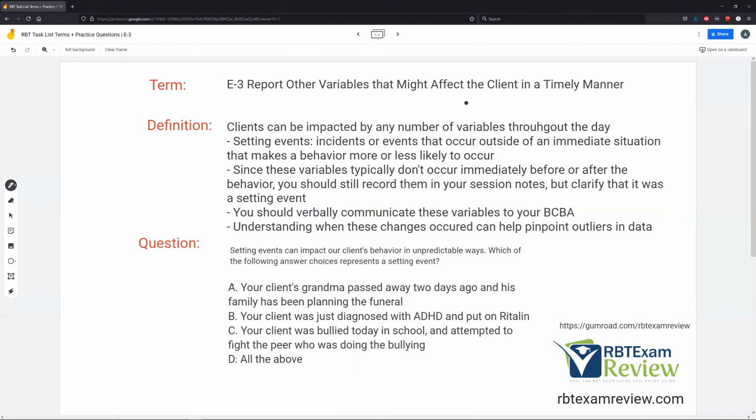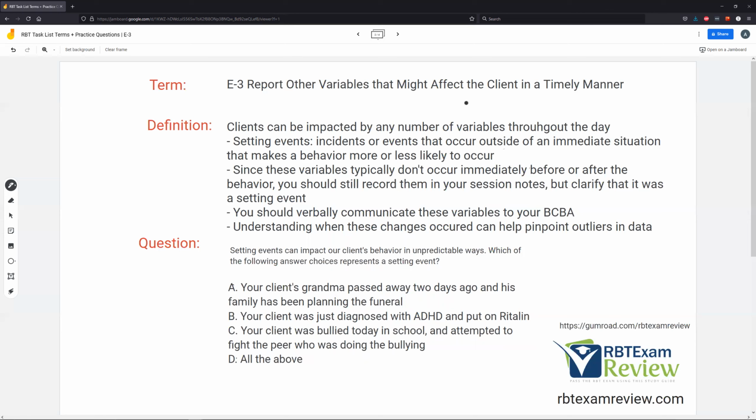So we are on E3, report other variables that might affect the client in a timely manner. So there's that phrase again, in a timely manner. They're really stressing to you as the RBT, your communication needs to be prompt, okay? It needs to be efficient. When something comes up, we don't wait around for a couple weeks, a couple days, okay? When something comes up, we need to respond and communicate as soon as possible, okay?